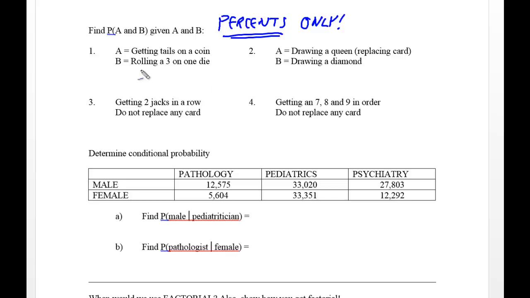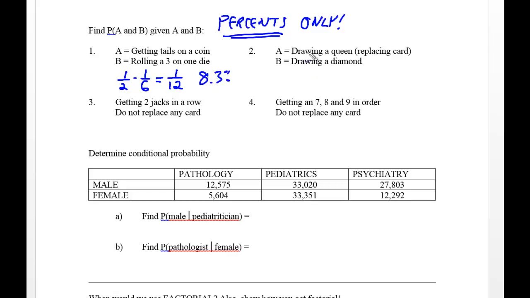So getting tails on a coin, probability of A is 1 over 2. The probability of rolling a 3 on 1 die is not 3 out of 6, it's 1 out of 6, because we're not asking for 3 out of 6 possibilities. We're asking for that one possibility. Rolling a 3 on 1 die is 1 out of the 6 faces. Now multiplying fractions, not a problem. Top times top, bottom times bottom, and this makes 1/12. 1/12 is the answer to this problem, and because of the percents only description, we divide on our calculator 1 divided by 12 and get 8.3%.